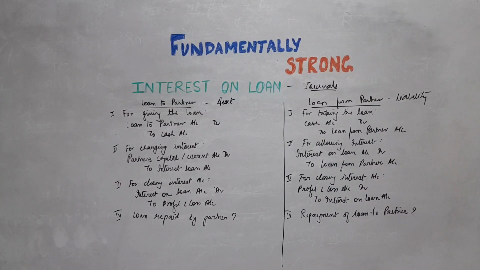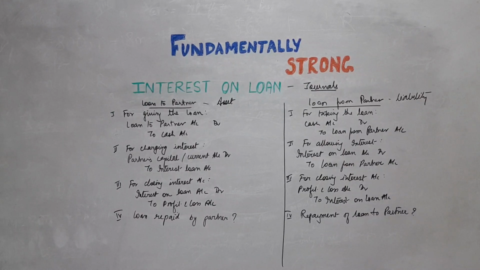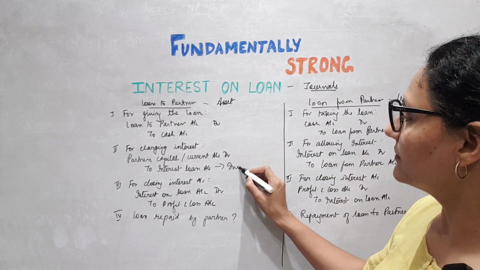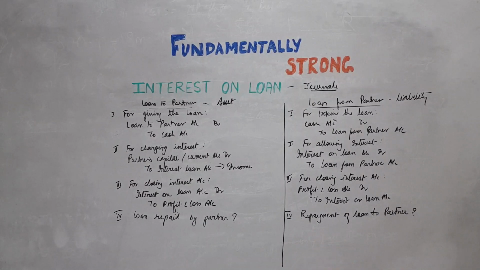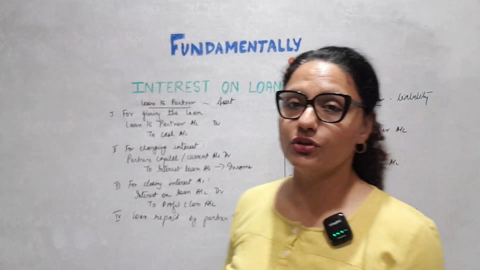The second entry on the same side is for charging interest. At the end of the year, we will charge interest to this partner who has taken the loan. We will debit his capital or current account and credit interest on loan. Why am I crediting interest on loan? Because it is an income for me. We just discussed that all incomes are credited when they increase. So here I am trying to book my income, and I'll take it from whom? The partner. So it's not cash account debit to interest on loan.